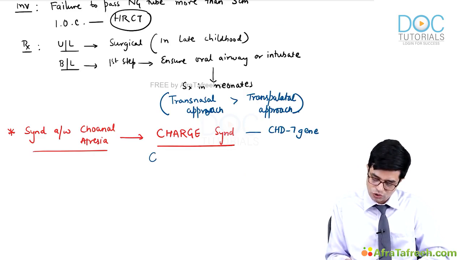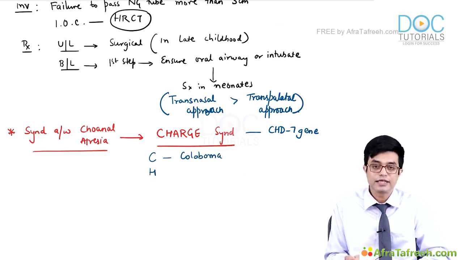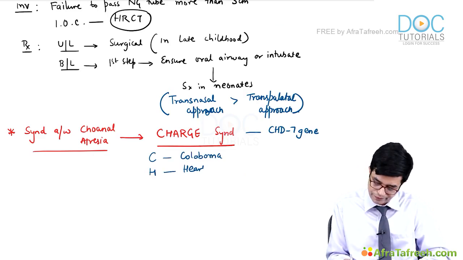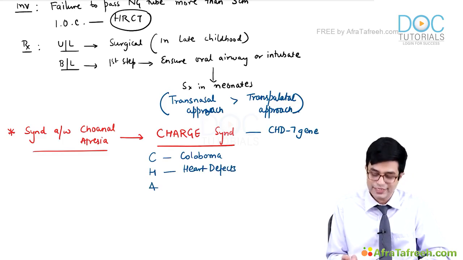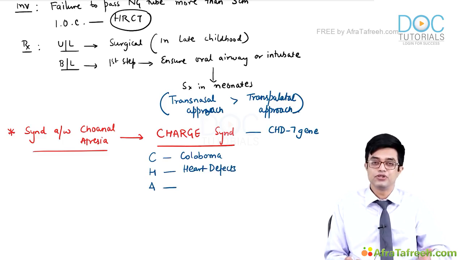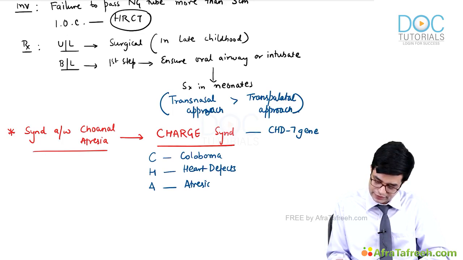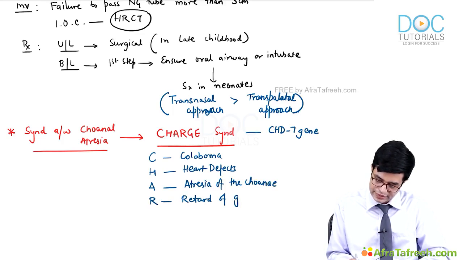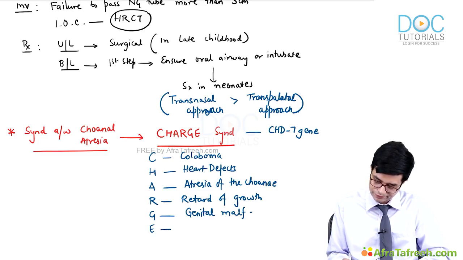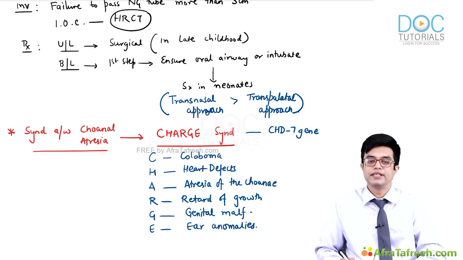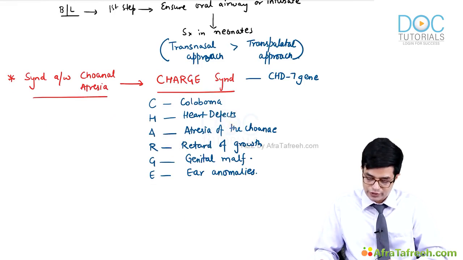C stands for coloboma in the iris. H stands for heart defects. A stands for, and here is a common mistake people make, they write anal atresia. No, it is not anal atresia, it is atresia of the choanae, that is choanal atresia, the topic we are discussing here. R stands for retardation of growth. G stands for genitourinary malformations, or simply genital malformations. And E stands for ear anomalies. So this finishes the in-depth discussion of choanal atresia.